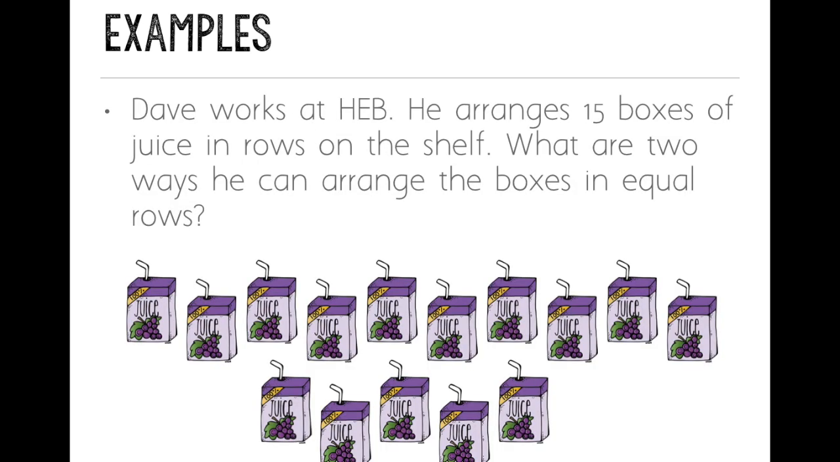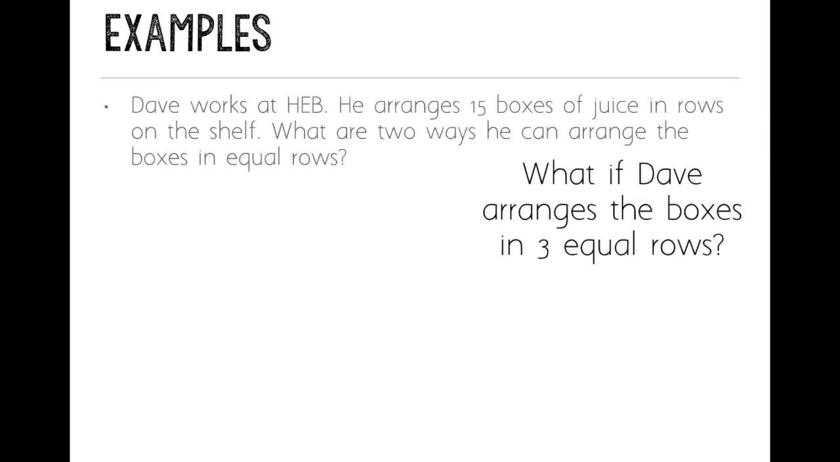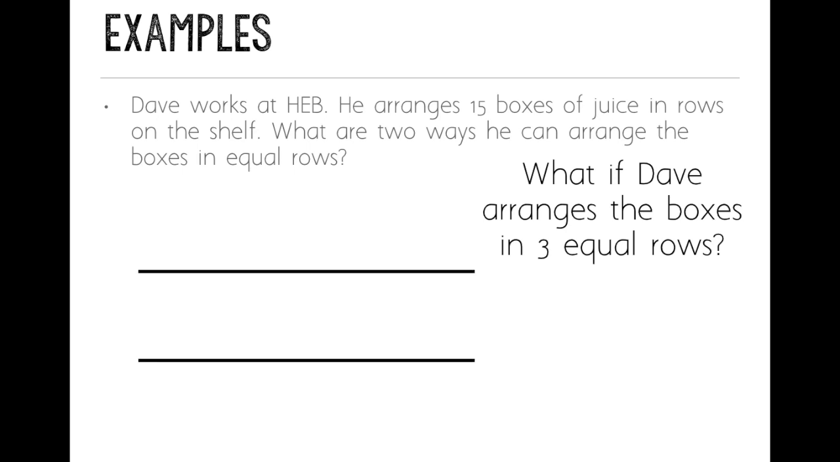Let's try it with a word problem. Dave works at HEB. He arranges 15 boxes of juice in rows on the shelf. What are two ways he can arrange the boxes in equal rows? So what if Dave arranges the boxes in three equal rows? My first step would be to draw three equal rows. And then I want to put boxes in each row until I've used all 15. I'm going to put one box in a row at a time.